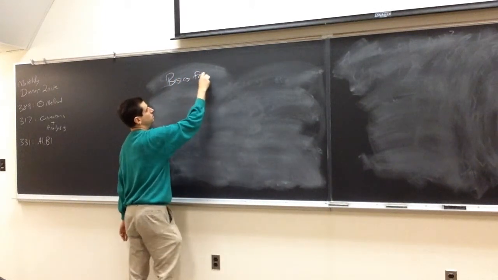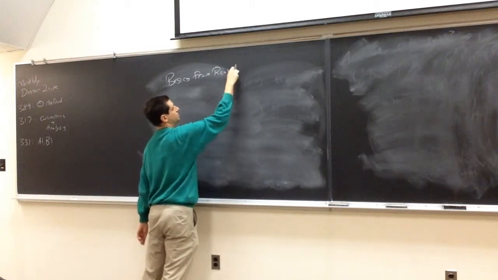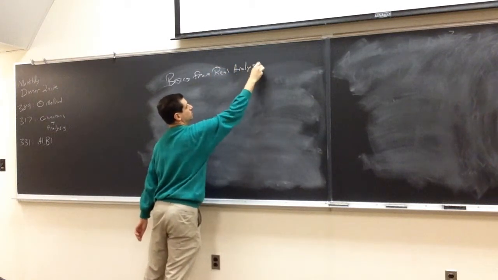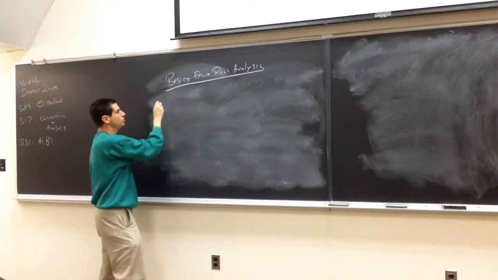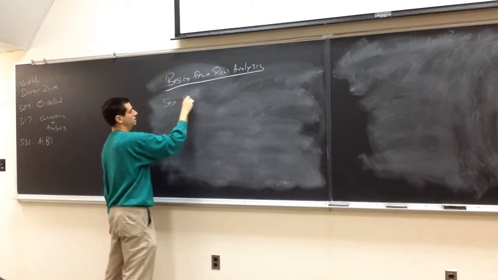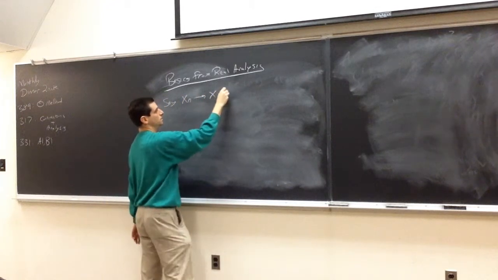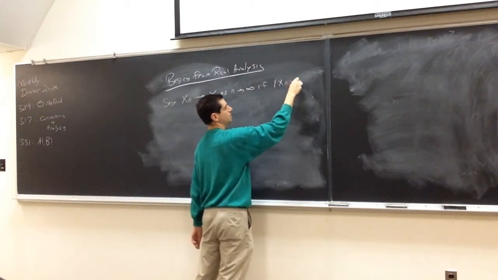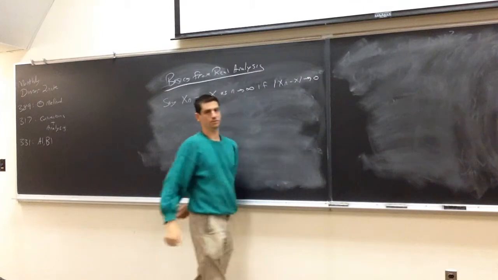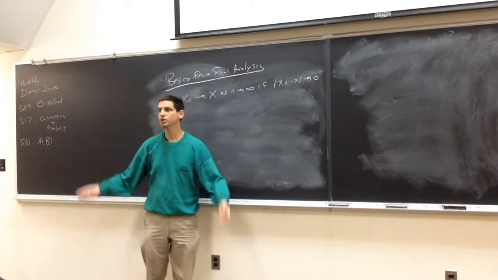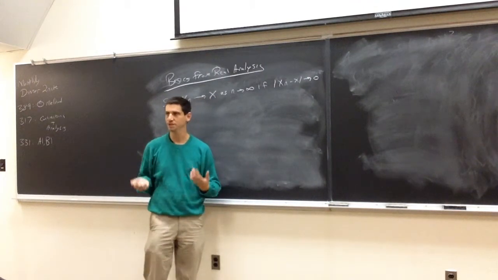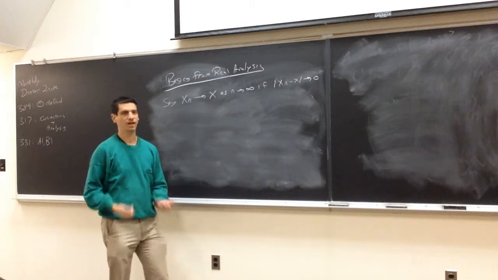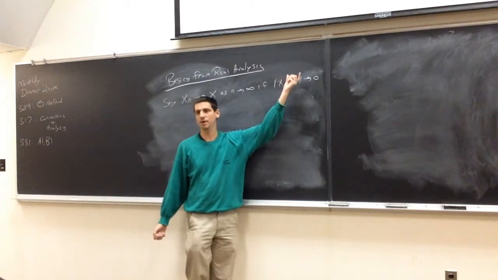Basics from real analysis. So the first is we say xn converges to x as n goes to infinity if the distance from xn to x goes to 0. This is the most informal way of writing down what we mean by some kind of limit process. And I'm being extremely vague about what I mean by the distance here.